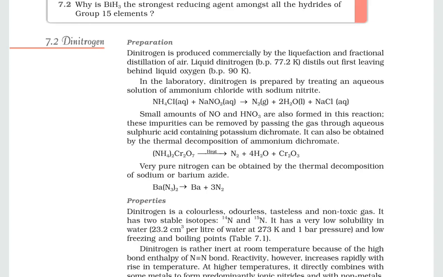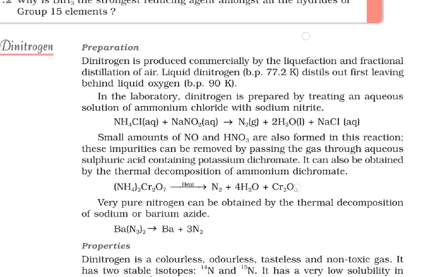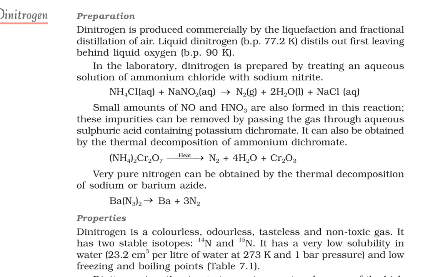Topic 7.2, dinitrogen. So first part is preparation. Dinitrogen is produced commercially by the liquefaction and fractional distillation of air. Liquid dinitrogen, whose boiling point is 77.2 Kelvin, distills out first, leaving behind liquid oxygen, whose boiling point is 90 Kelvin.